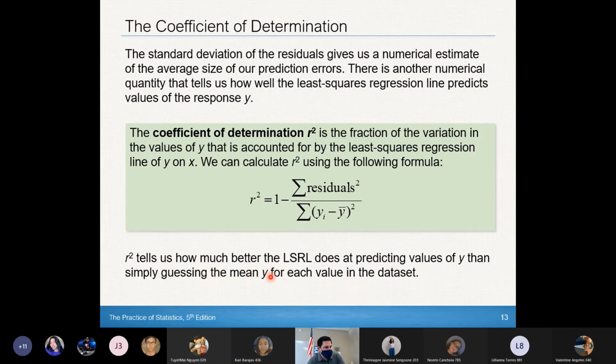Right, r squared tells us how much better the least squares regression line does at predicting values of y than simply guessing the mean y for each value in the data set. So it tells us how accurate of a predictor this is.